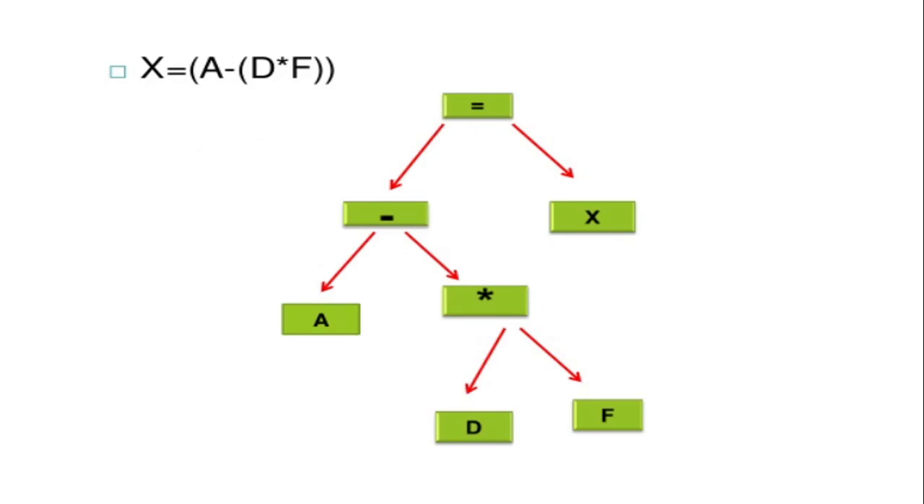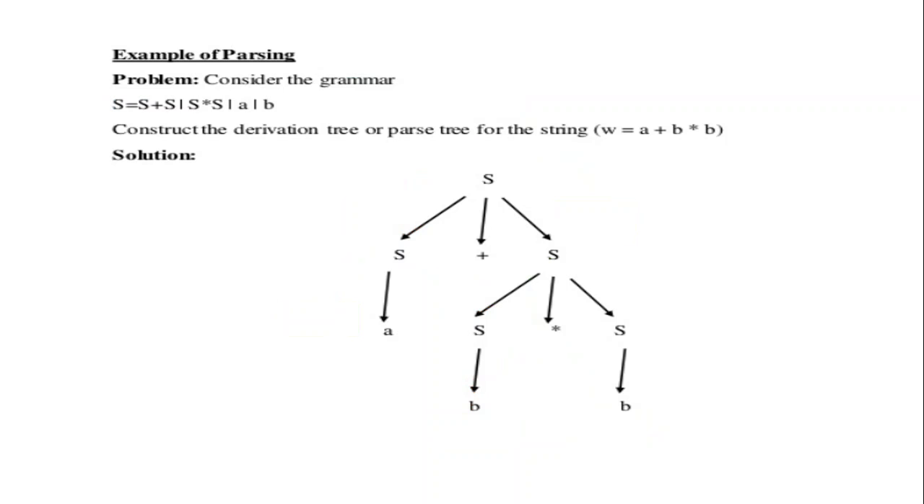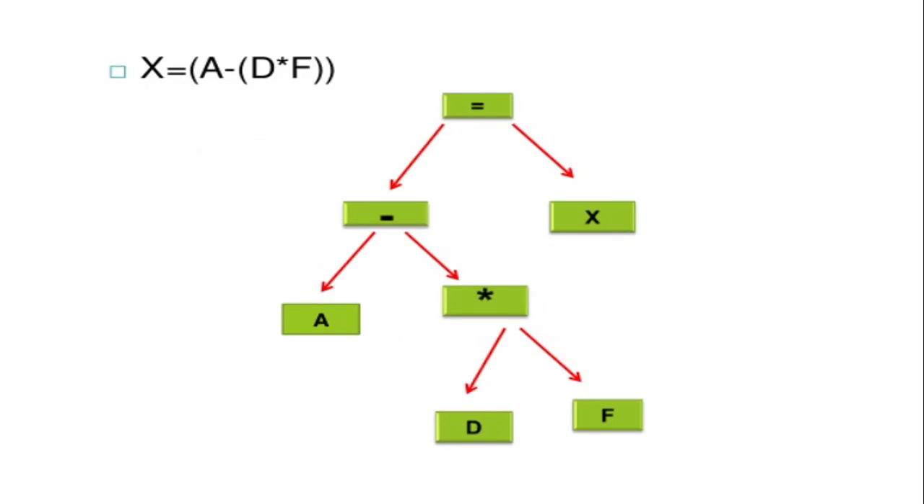If you did not understand the previous example, we will discuss another one, because this example is much easier than the previous one. There you can see an equal sign, and there are minus and asterisk signs. Then the next strings are A, then D, then F. The production rules say that it does not allow any ambiguous grammars.